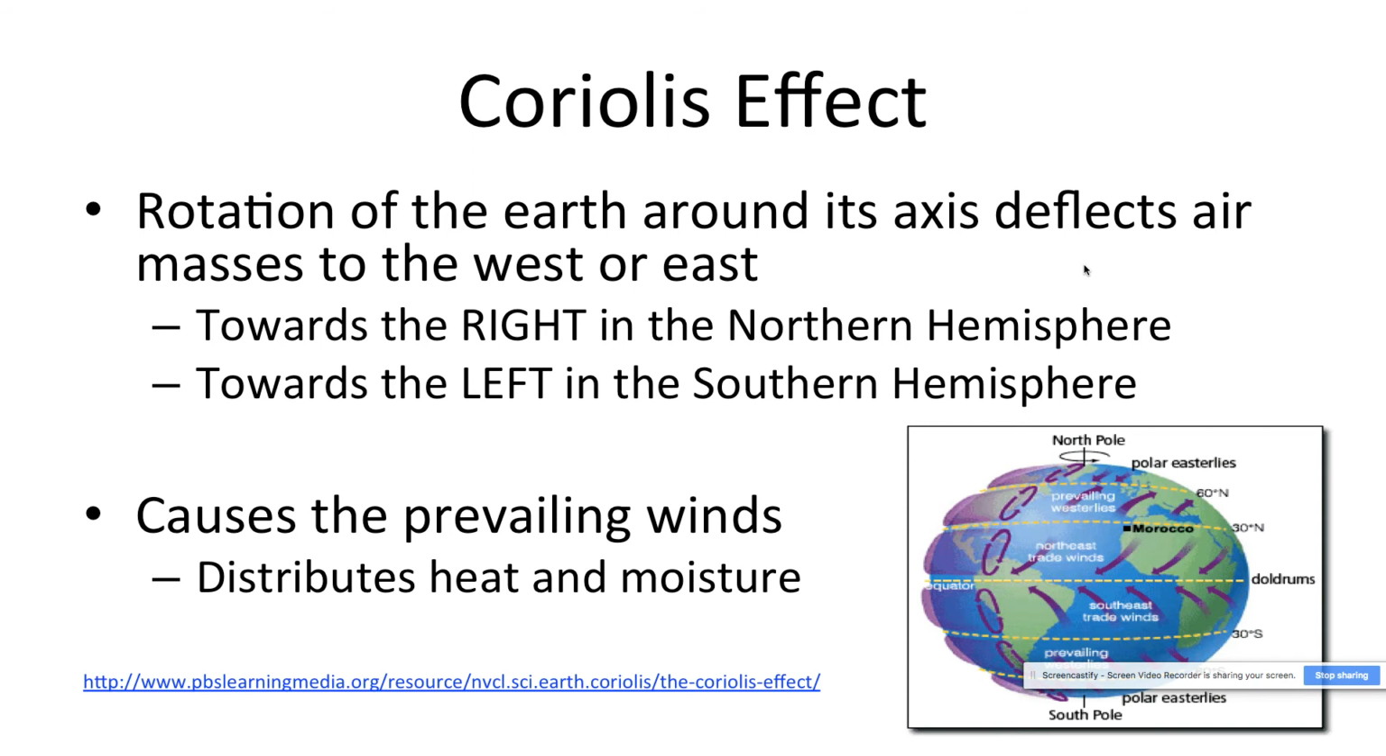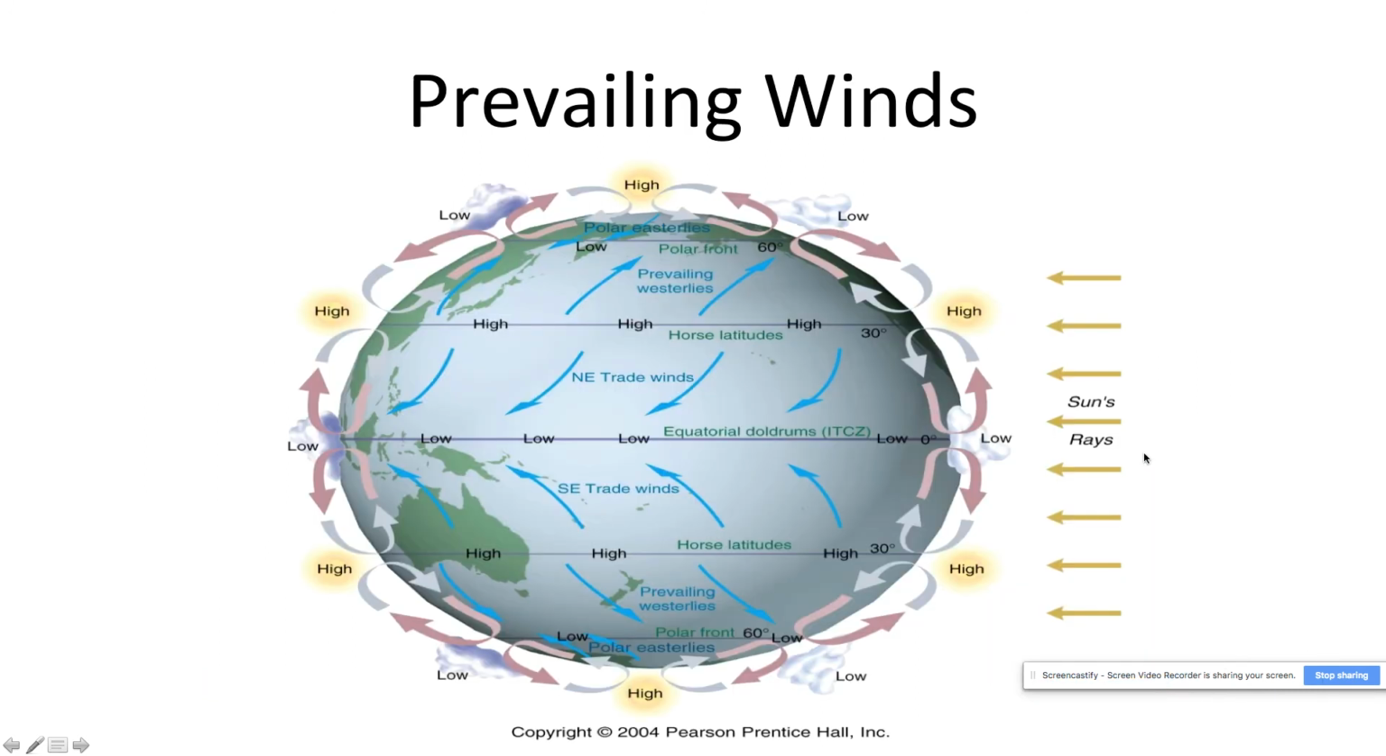The prevailing winds are the northeast trade winds from 0 to 30, or in the southern hemisphere, the southeast trade winds. Then you also have the prevailing westerlies, between 30 and 60 degrees latitude. And then from 60 to the poles, you have the polar easterlies. Here they are again, in another picture. We will go over this in class.